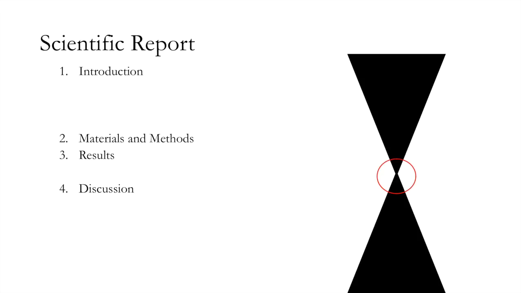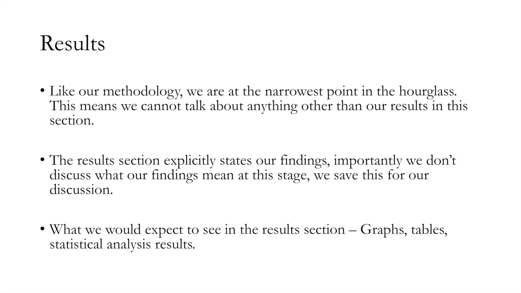So we're going to begin at this very narrow point again with the results section. Like our methodology, we are at the narrowest point in the hourglass. This means we cannot talk about anything other than our results in this section. The results section explicitly states our findings, and importantly, we don't discuss what our findings mean at this stage. We save that for our discussion.